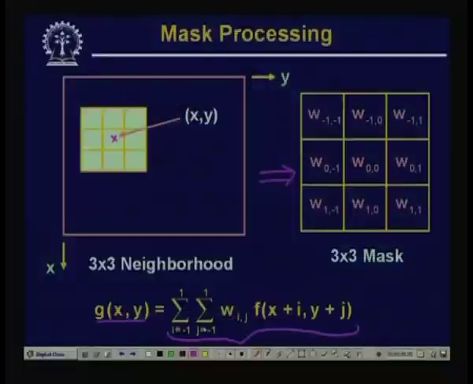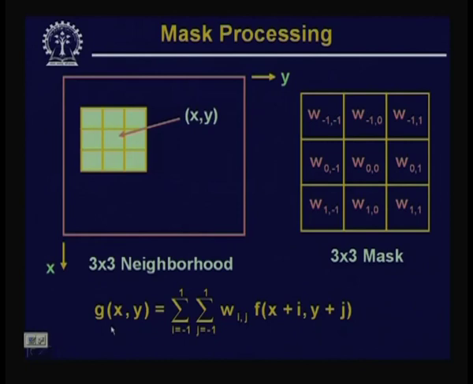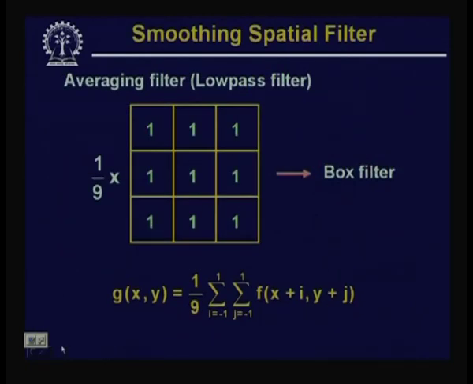Of course, as we said, we can have masks of higher dimension. We can have a mask of 5 by 5 if I consider a 5 by 5 neighborhood, a mask of size 7 by 7 if I consider a 7 by 7 neighborhood, and so on. If this operation is done at every pixel location x y in the image, then the output image g x y for various values of x and y is the processed image g. So, this is what we mean by mask processing operation.